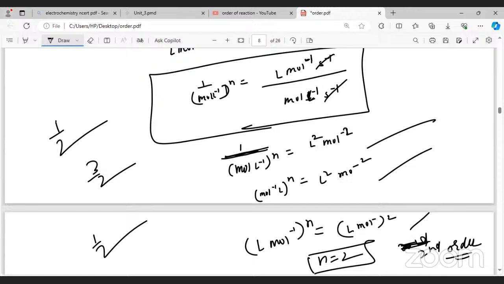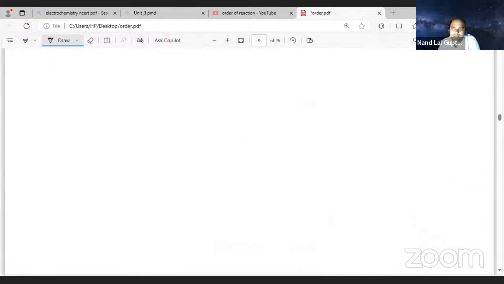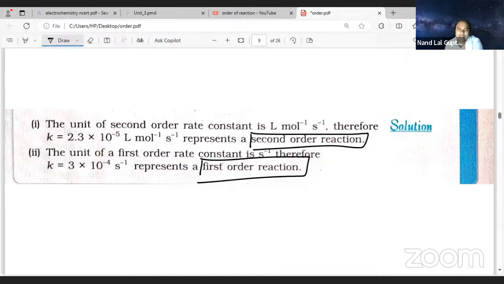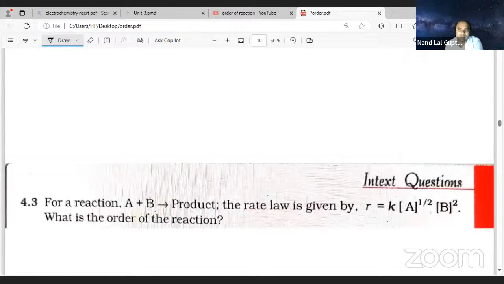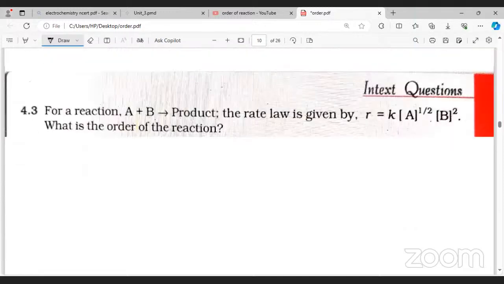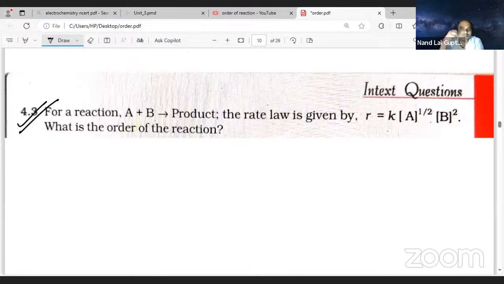Done. Thank you. So now let us move on to the next question, Sanway. This is the solution they have given. This is representing the second order, and the other one is first order. What you said is absolutely correct. So I'm not spending much time. Now, this is in-text question 4.3. Solve it, please.